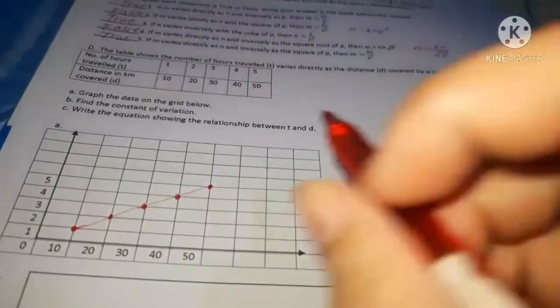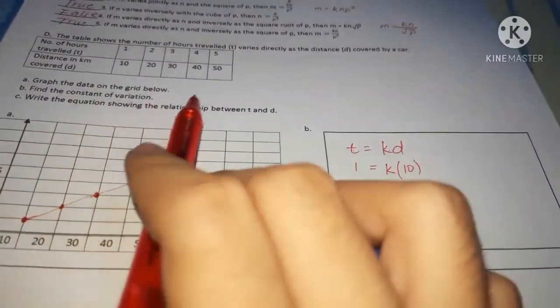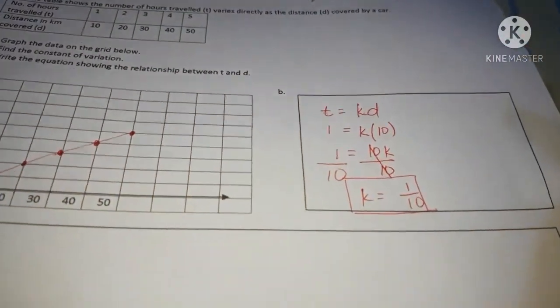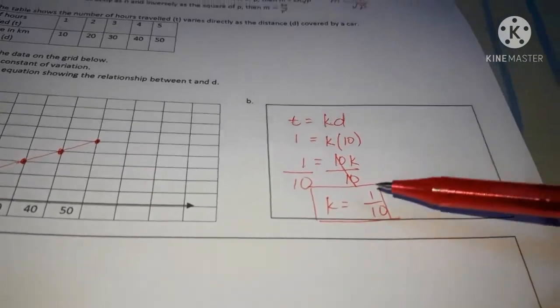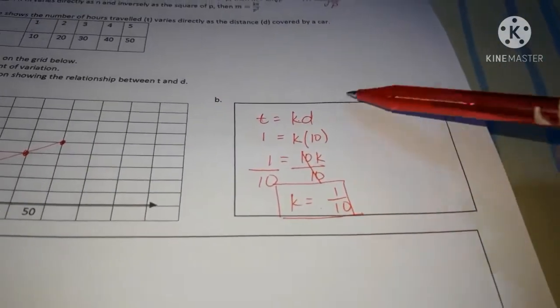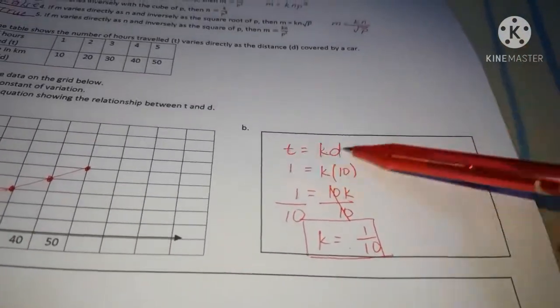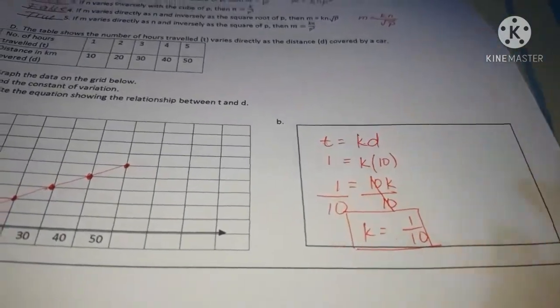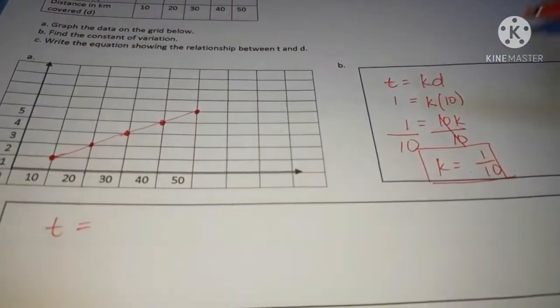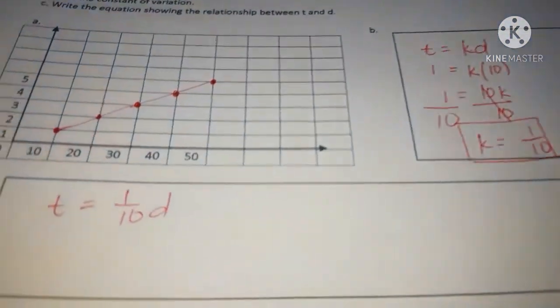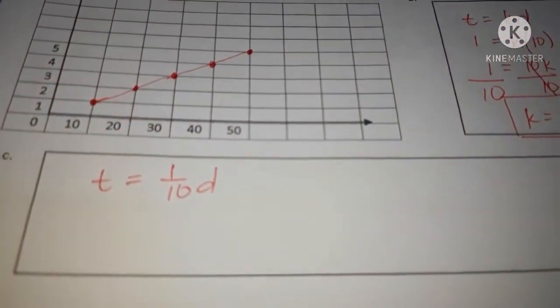Then, for letter C, write the equation showing the relationship between T and D. So, just substitute k sa imong verbal phrase, mathematical sentence, I mean. So, T is equal to, ang k mo is 1 over 10 D. That would be the equation. Okay?